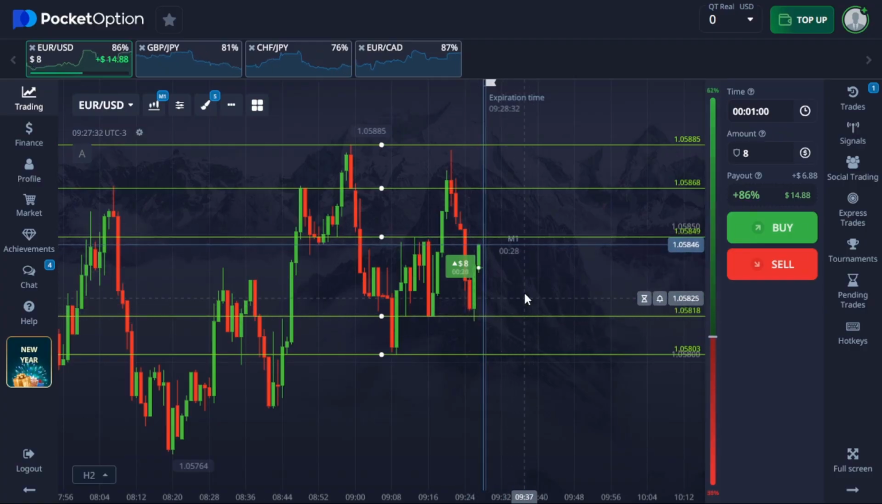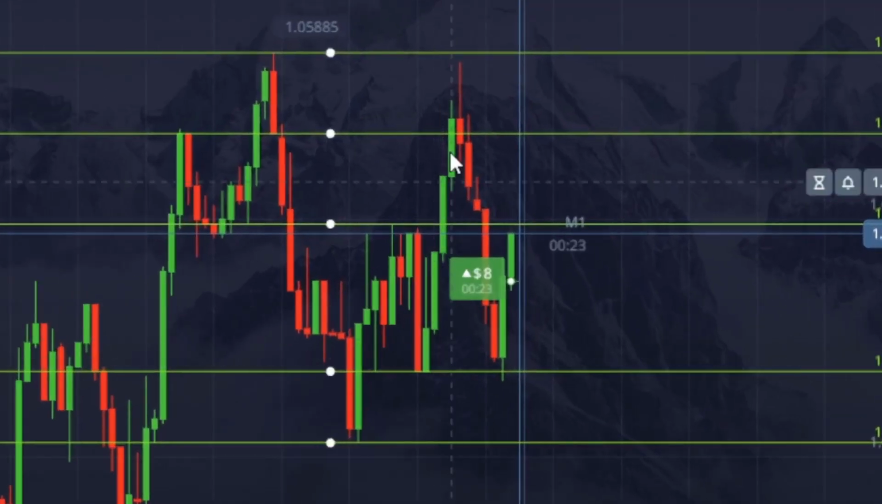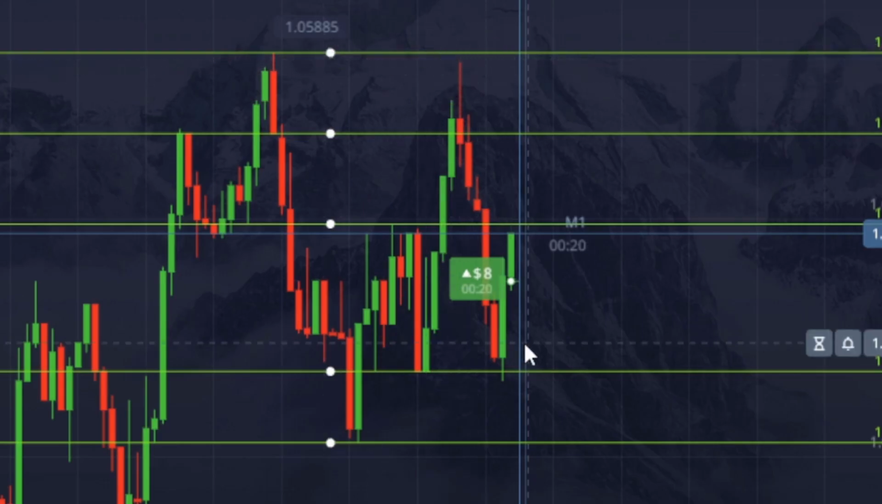There's news in the market today, which makes it quite volatile. First position, okay? So let's wait for this to get sure.